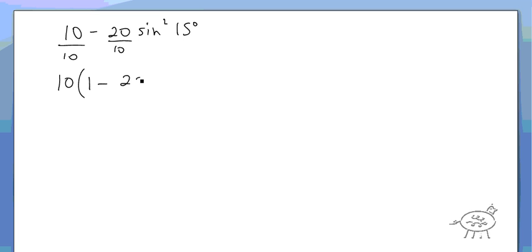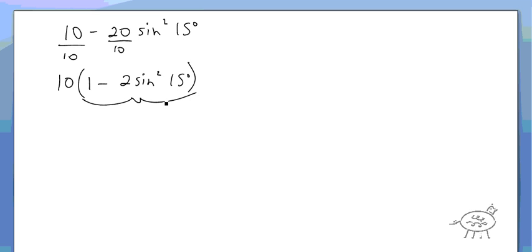Let's try another one here. 10 minus 20 sine squared of 15 degrees. Well, this kind of looks like cosine double angle, but it's not quite, because we need 1 minus 2 sine squared of a. Well, what we can do is factor out a 10, and that would give us 1. Actually, we'll put the 10 on the outside. So it's 10 times 1 minus 2 sine squared of 15 degrees.